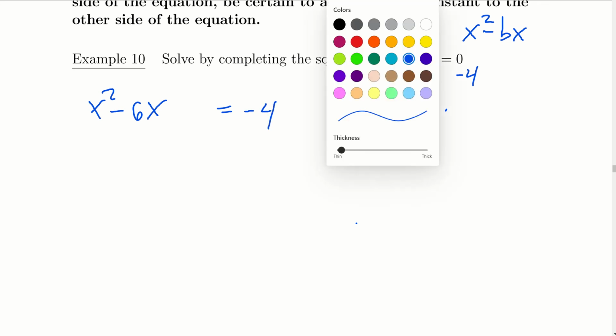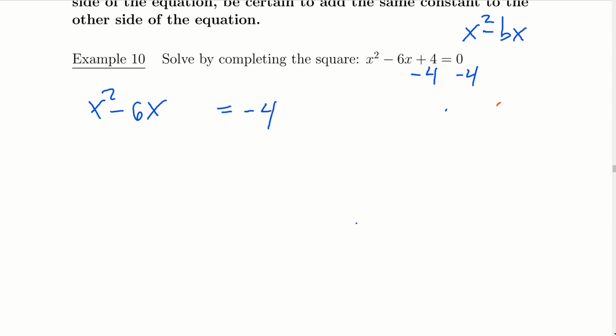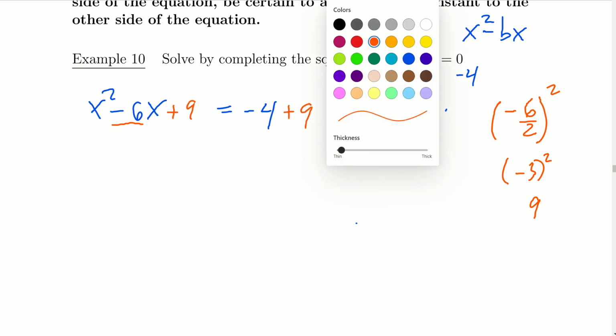The next thing we want to do is complete the square on the left-hand side. Again, to complete the square, we need to take half of the coefficient of x. So we're going to take half of negative 6, and then we're going to square that. Half of negative 6 is negative 3, and then negative 3 squared should be positive 9. So the completing the square number that we need to get a perfect square trinomial on the left-hand side is positive 9. We can add 9 to the left-hand side of the equation if we also add 9 to the right-hand side.